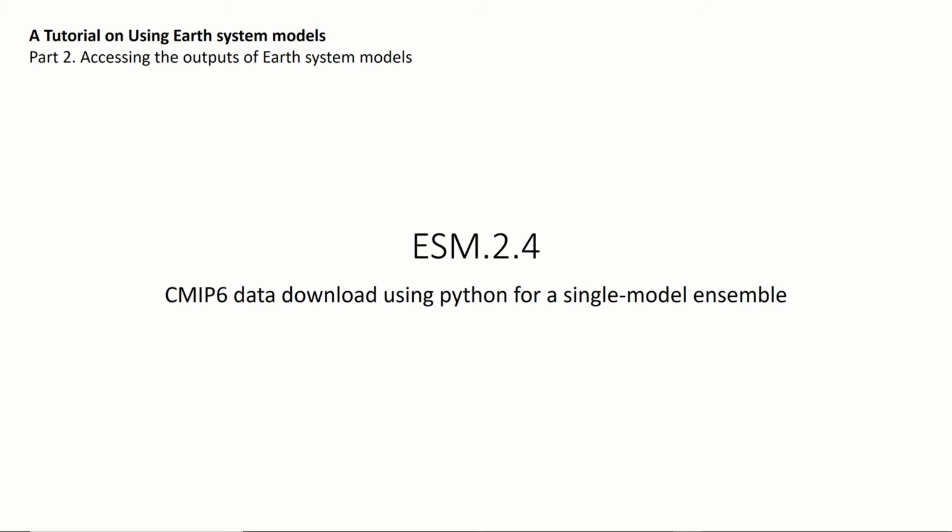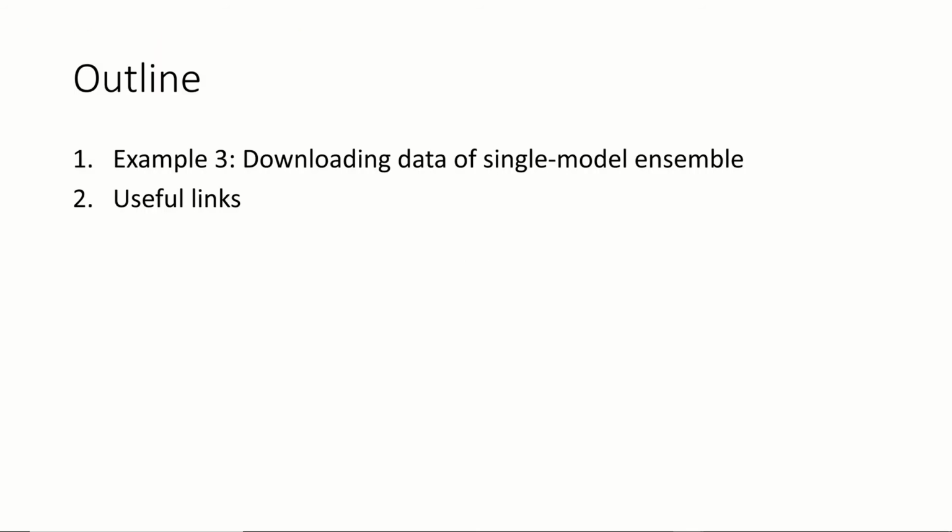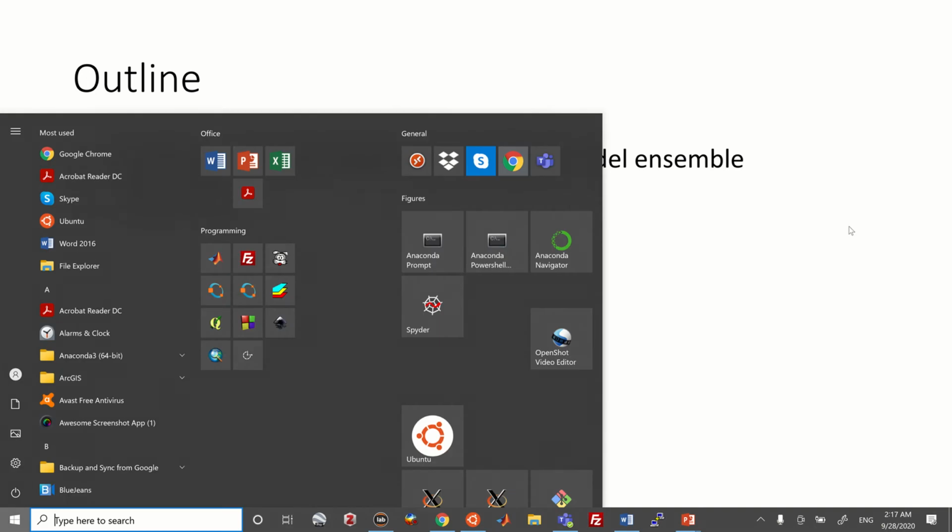In this tutorial we will see how to download CMIP data for a single model ensemble, like if you have multiple realizations of this model. Basically, like in the previous video where we showed two examples, here we're going to do the third example of downloading data for a single model, and the learning objective from this example is to learn functions in Python. Okay, and then I will show some links.